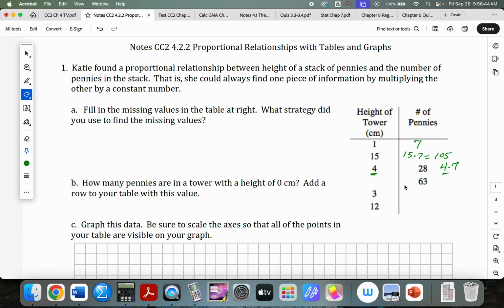What would we do to find the height if the number of pennies was 63? Yeah, divide by 7. This would be 63 divided by 7, which is 9 centimeters. Here we do 3 times 7 is 21. And 12 times 7 is 84.